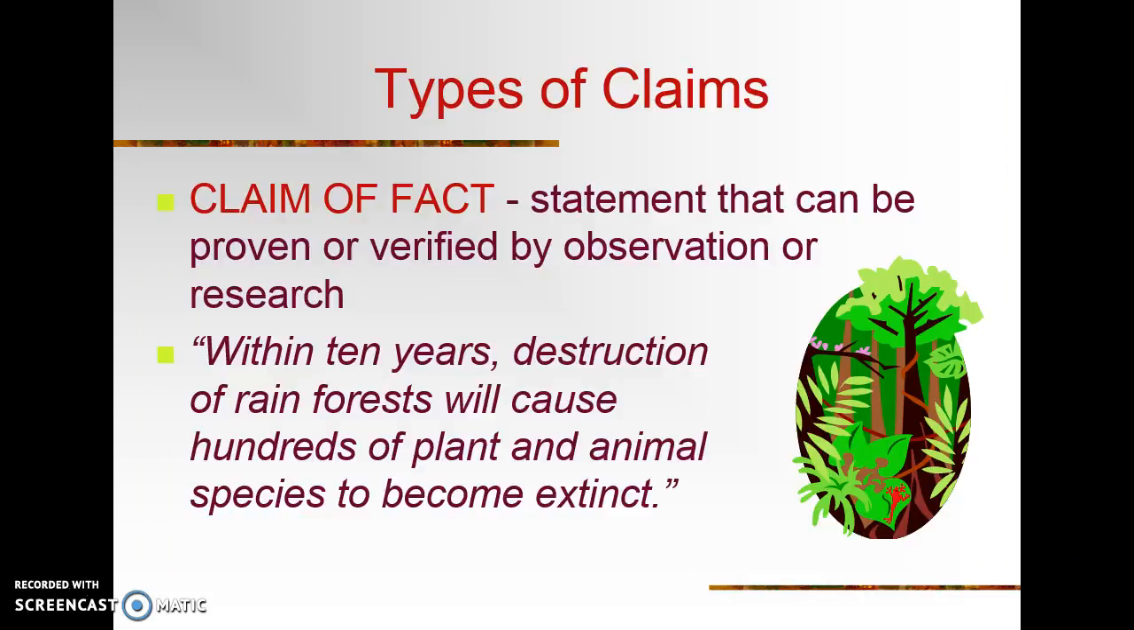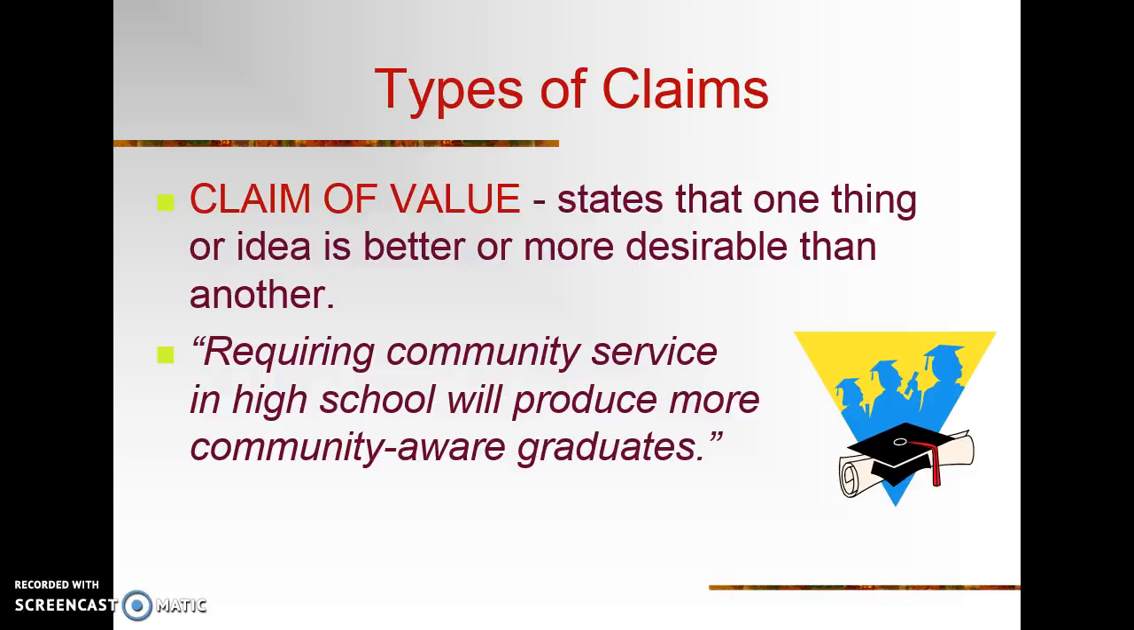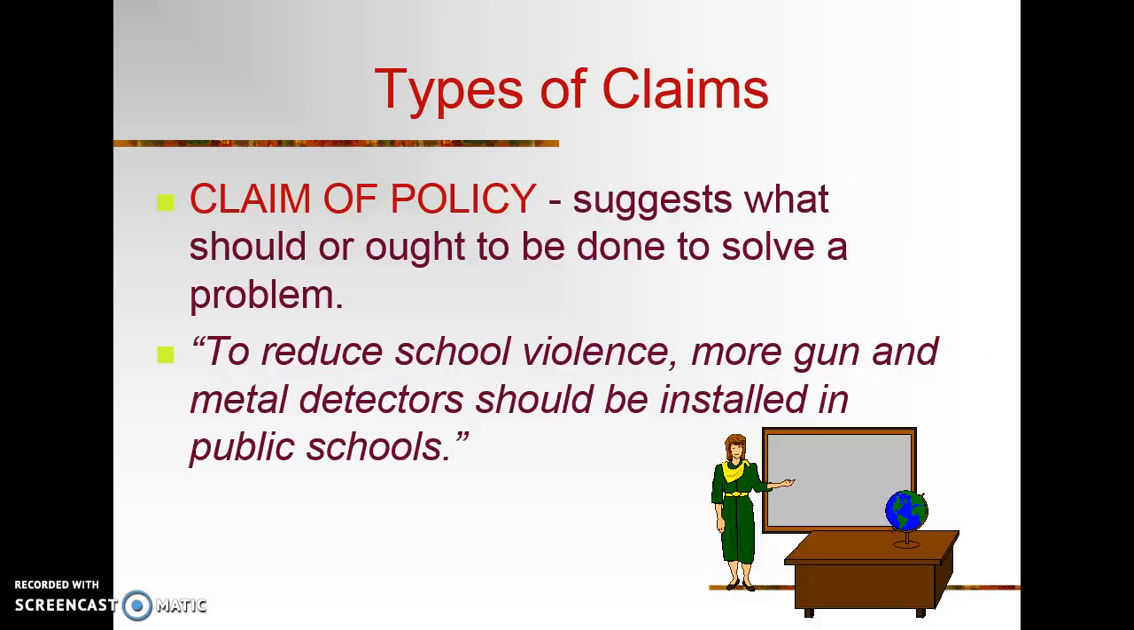Let's talk about types of claims. The claim of fact: a statement that can be proven or verified by observation or research. Within 10 years, destruction of rainforests will cause hundreds of plant and animal species to become extinct. Claim of value: states that one thing or idea is better or more desirable than another. Requiring community service in high school will produce more community-aware graduates. Claim of policy: suggests what should or ought to be done to solve a problem. To reduce school violence, more gun and metal detectors should be installed in public schools.